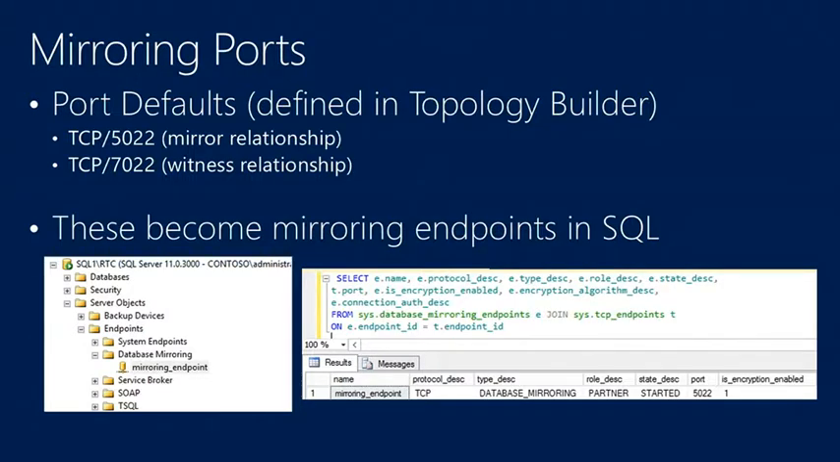A SQL mirror also has some TCP ports associated with it. By default, that's TCP 5022 and 7022 for the relationship with the mirror, for active primary and auxiliary communications and for communications with the witness. In SQL you can run a script to show you what those are. We gave you the reference information here on the slides.